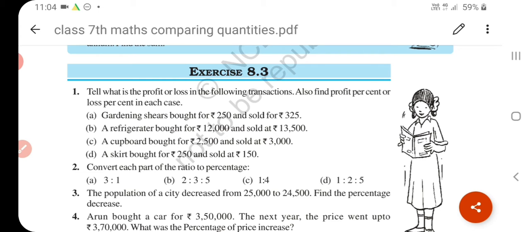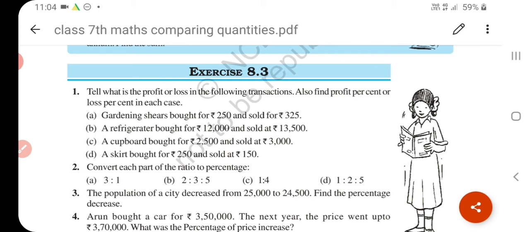Okay, so when we take 100 as the denominator of a fraction, the numerator is called the percentage. Percentage is a fraction with denominator equal to 100. Okay, understand? And the word percent is derived from the Latin word percentum, which means per 100 or out of 100. Okay, understand?